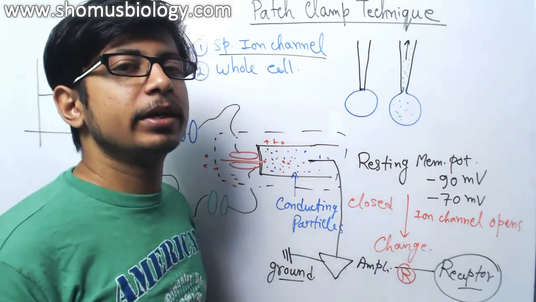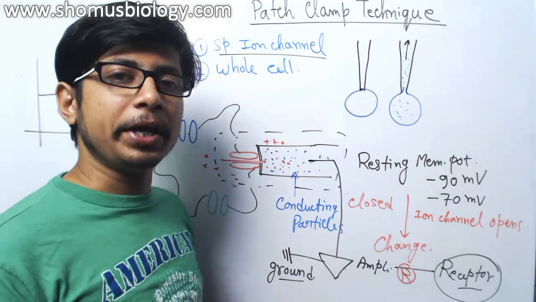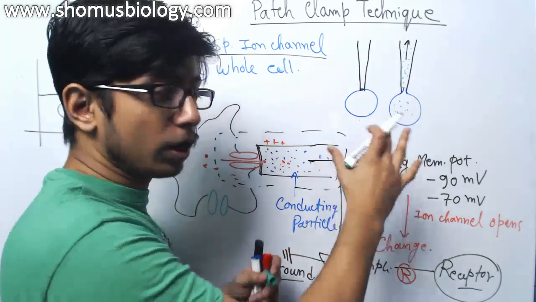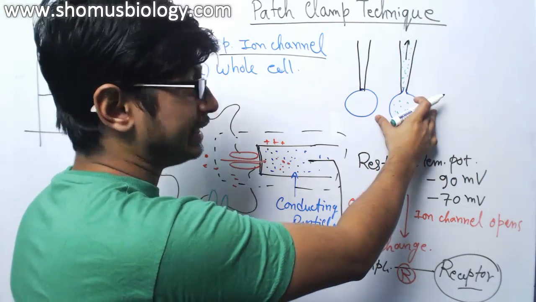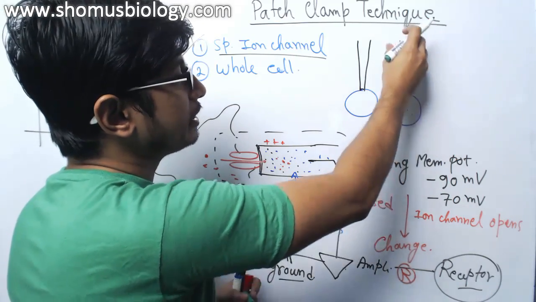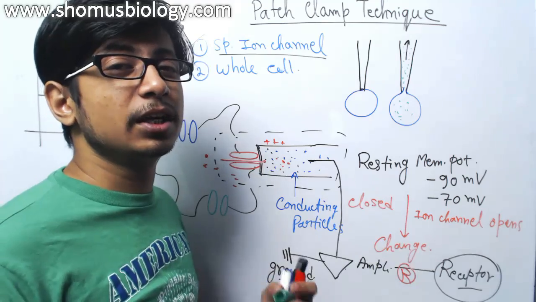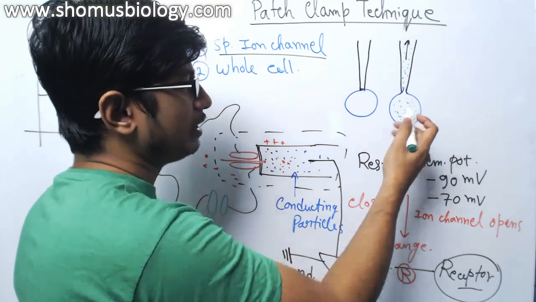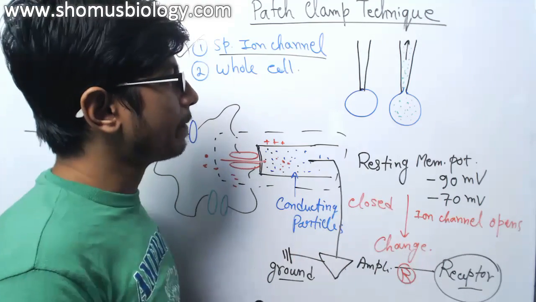And this technique is going to give you an idea about how the cell behaves. The whole cell is behaving due to the opening and closing of all the ion channels that are present on its surface. Because now you're increasing the area of the intracellular space, or the cytosolic region of the cell.